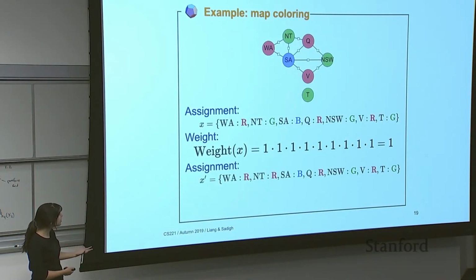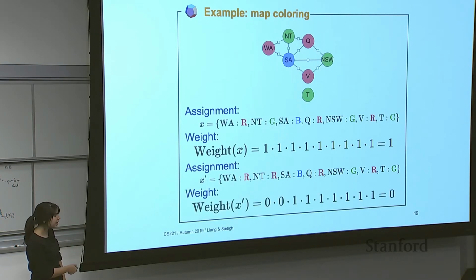I could have another assignment where I don't get a good solution. Two of these neighboring territories are going to have the same color. They're both going to be red. Then in that case, 2 of my factors are going to be 0. If they're going to be 0, the weight is going to be equal to 0. So for this particular map coloring example, where my factors are just indicators, the only weights I can get are 0 or 1. If I get 1, I find a solution. If I don't get 1, I don't find a solution.